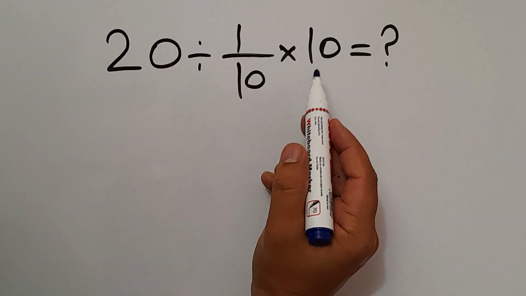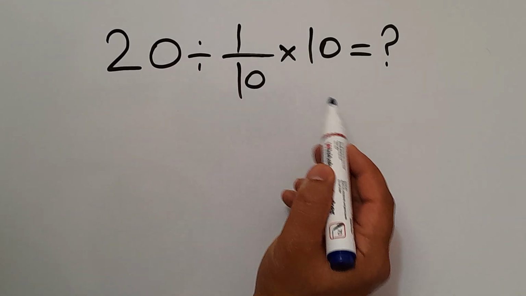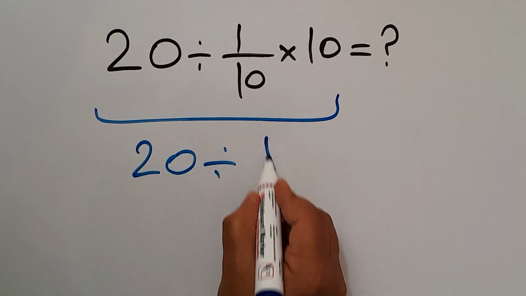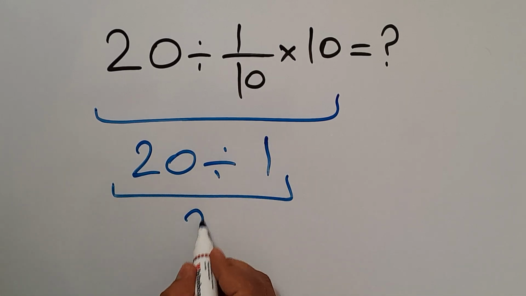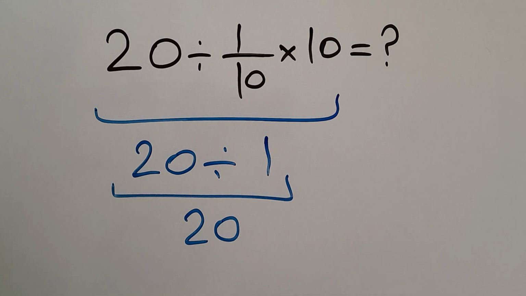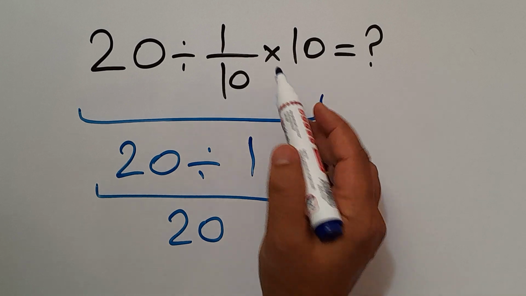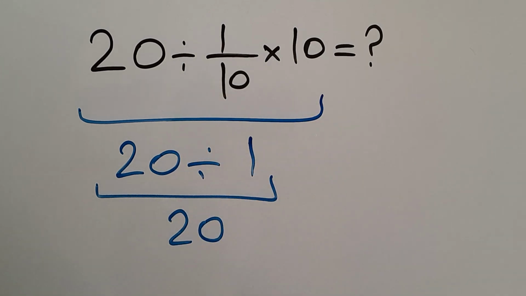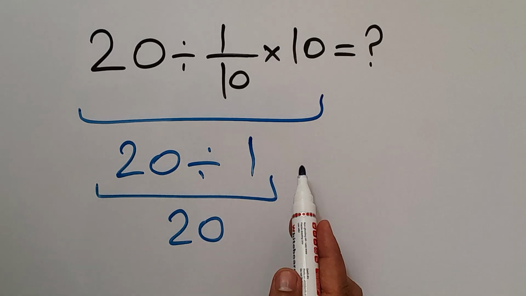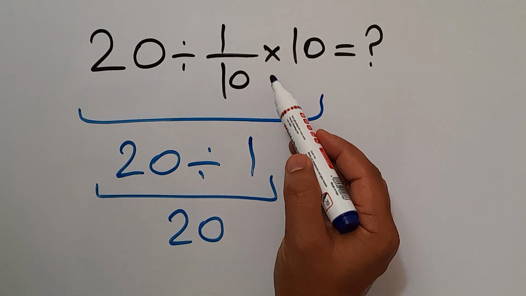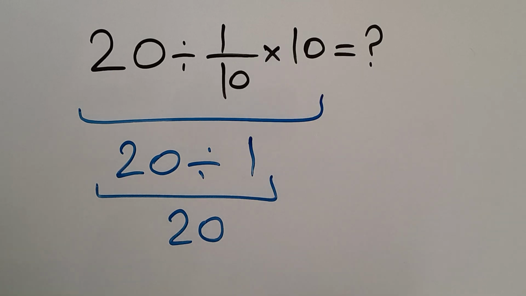We can easily cancel this 10 and this 10, so we have just 20 divided by 1, and this is equal to 20. But this answer is not correct, because according to the order of operations, which is PEMDAS, multiplication and division have equal priority, and we have to work from left to right. So first we have to do this division and then this multiplication.